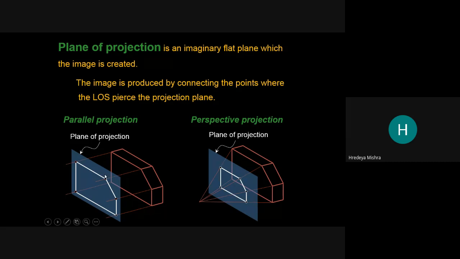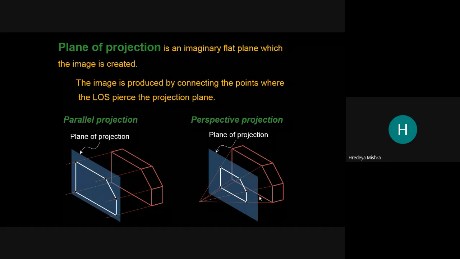What is the difference between these two? In the parallel projection, we get the true dimension and shape of the object. But in the perspective projection, we get a reduced size of the object. The shape is similar, but the size is reduced. Okay, so this is about the plane of projection.